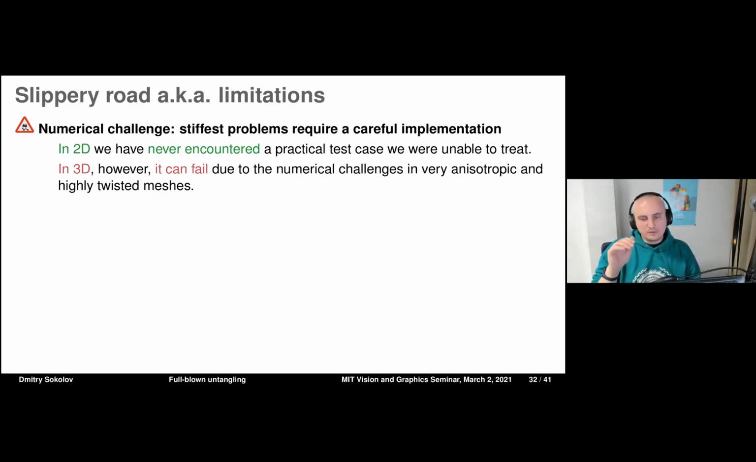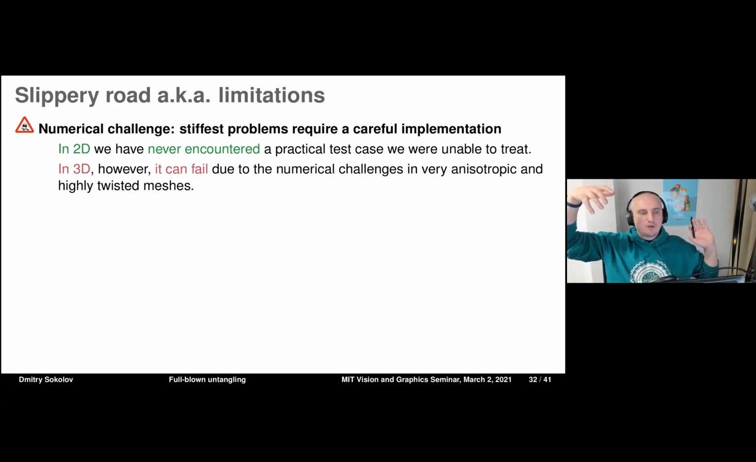While our modified Hessian matrix is symmetric positive definite, note that for stiff problems, the Jacobi preconditioned conjugate gradients can fail, and one may need the incomplete Cholesky decomposition and beyond. In practice, we have found the method to be very robust in 2D settings. We have not encountered a single practical test that we were unable to treat. In 3D, however, it can fail due to numerical challenges in very anisotropic and highly twisted meshes.